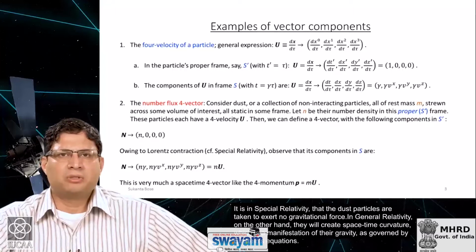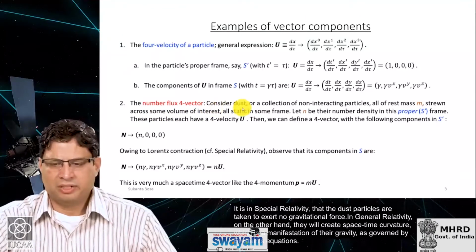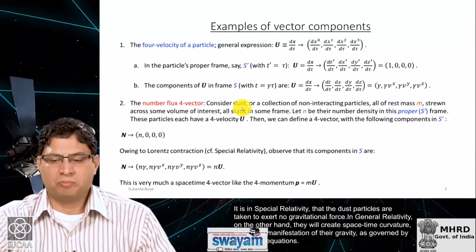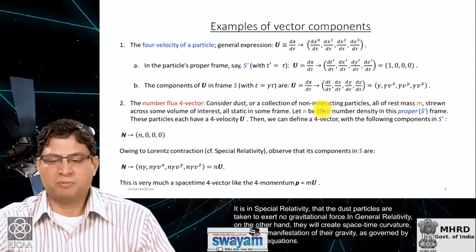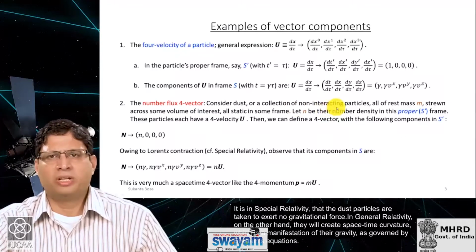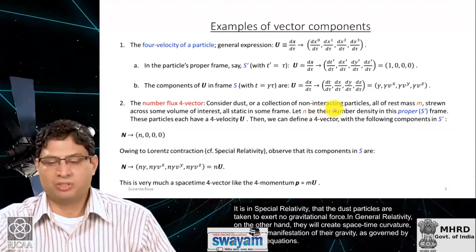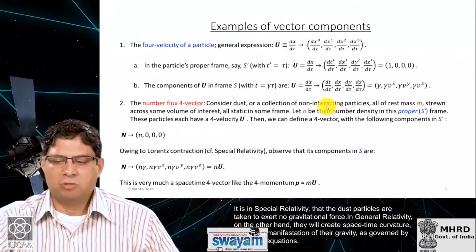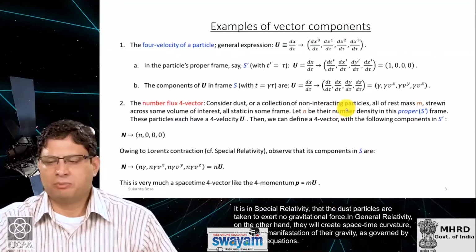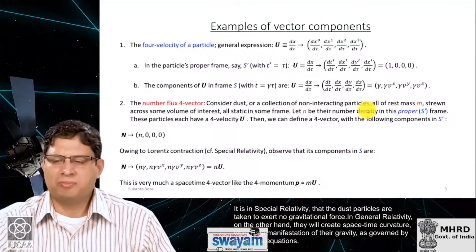The other vector that is going to be useful is the number flux 4 vector. So, we go back to that example of the dust particles, right, and another component in the definition of the dust particles is that these are non-interacting, they are not colliding with each other, they do not exert forces, even if electromagnetic forces or gravitational forces on each other. For simplicity, we require one more thing, which is not essential as such, but let us say all of these particles have the same rest mass m.